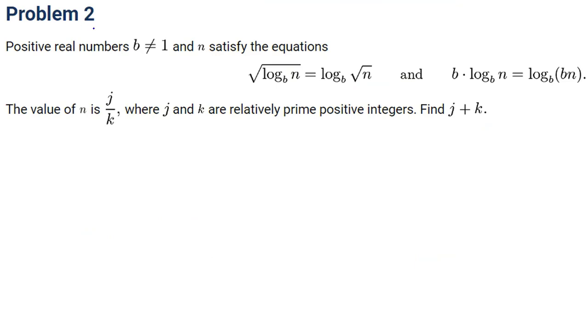Problem number 2, AIME I 2023. It says positive real numbers b, not 1, and n satisfy the equations square root of log_b of n equals log_b of square root of n, and b times log_b of n equals log_b of bn. So before solving this, let me tell you some rules about logarithms.